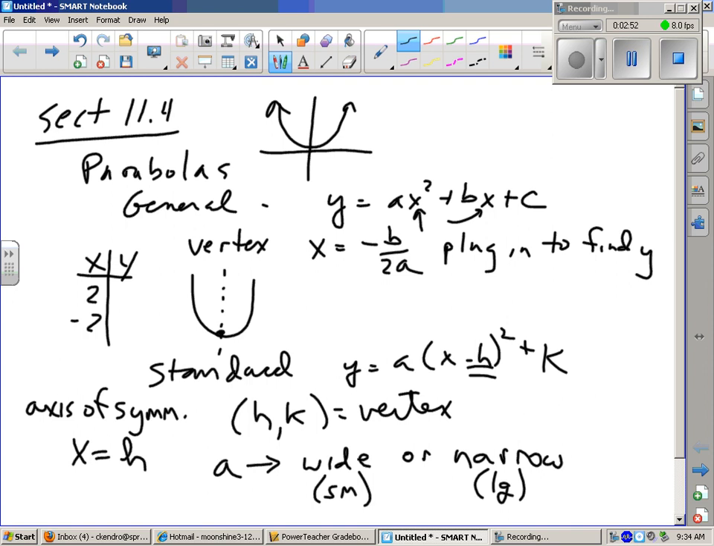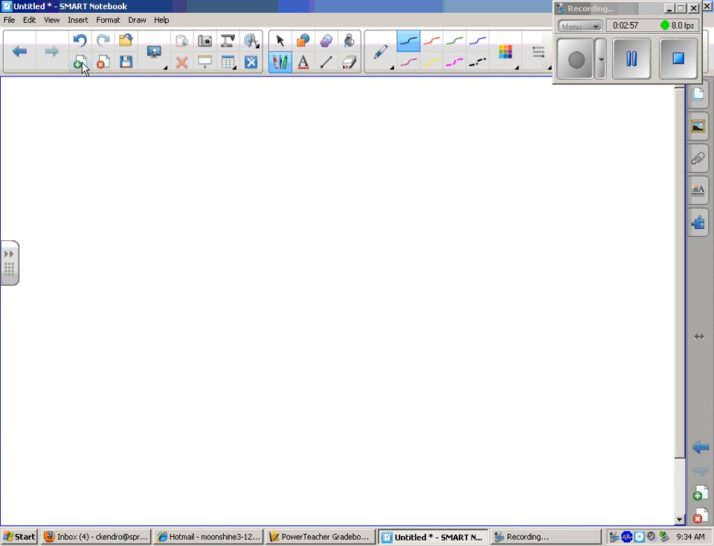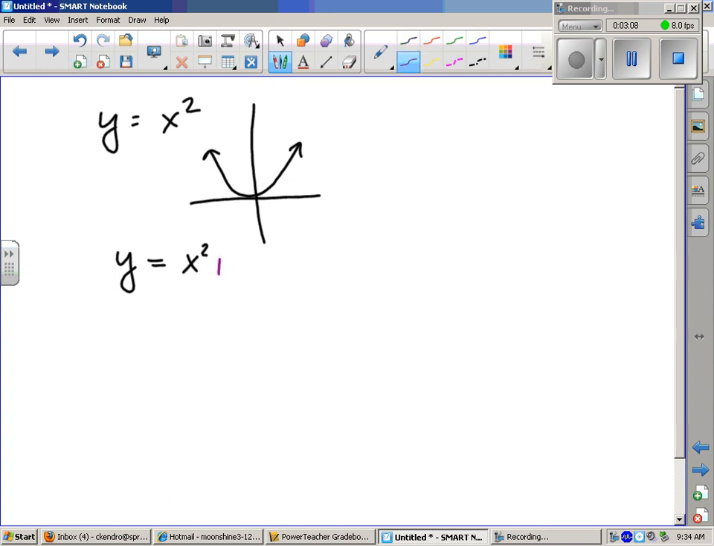Let me do a couple examples, and then that will be it. If you have your basic y equals x squared, that's just your normal everyday parabola. If I say y equals x squared plus 2, that's going to move it up 2. If I say y equals (x plus 2) squared, that actually is going to move it to the left 2. It's opposite when it's in the parentheses. So just a little reminder for that.